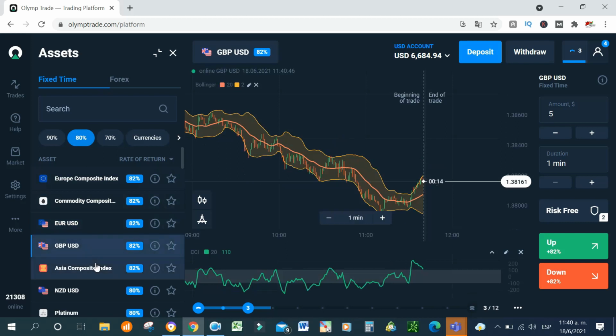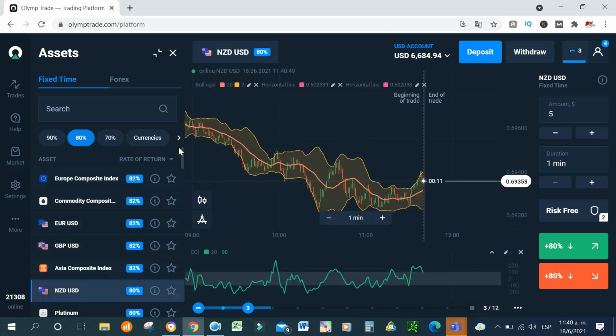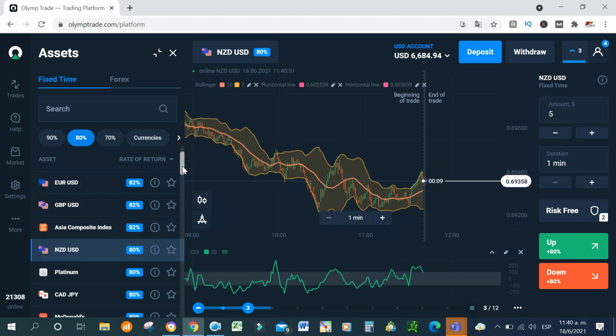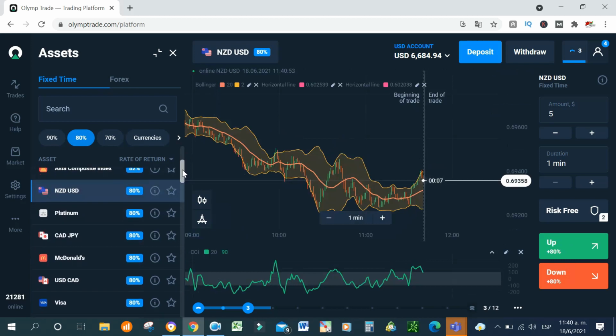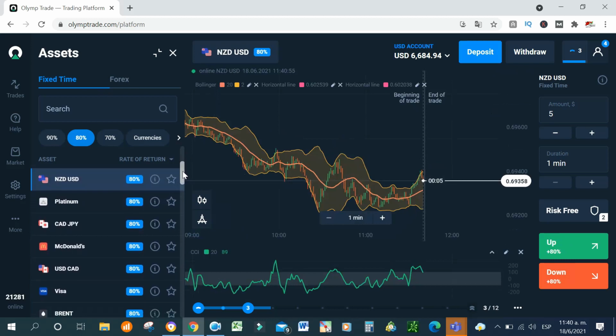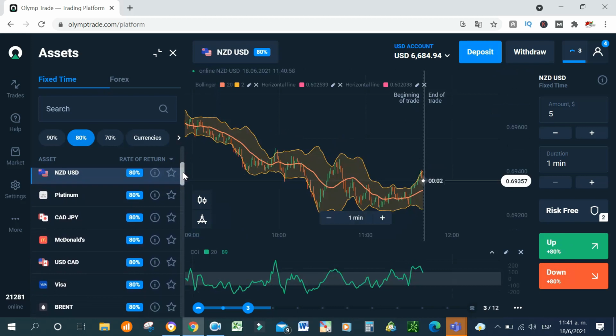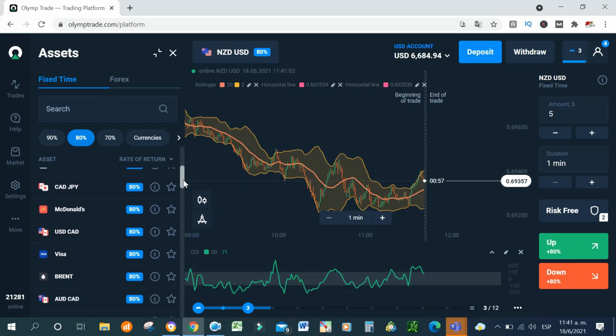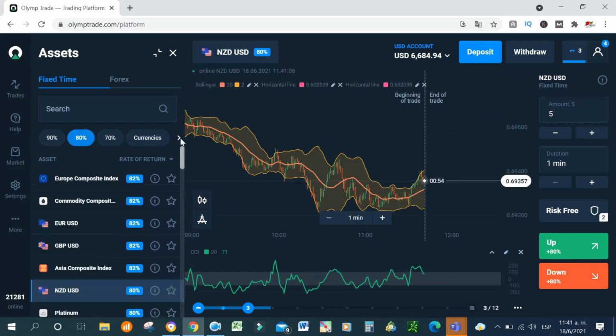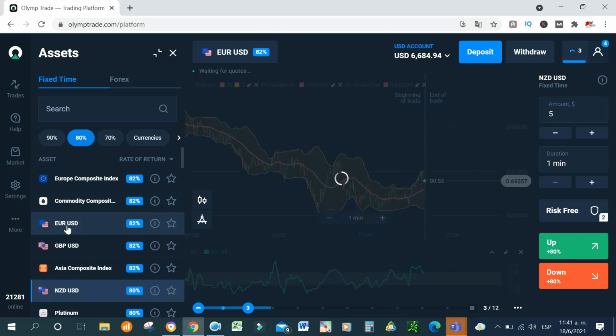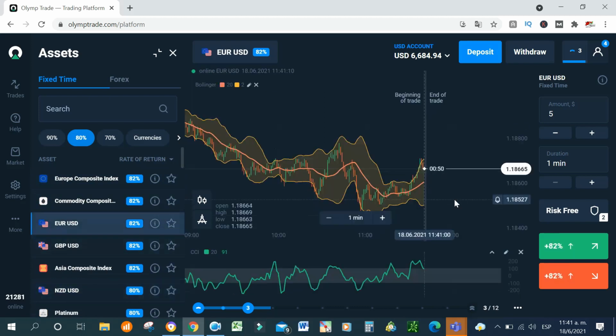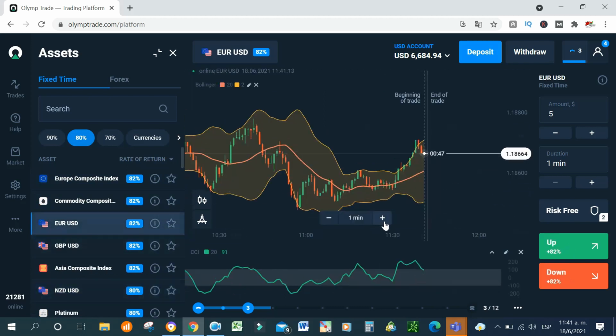All right, let's see the different pairs to find out some opportunity. The only pairs that I'm taking are the ones which offer 80 percent or more profit. So let's check. I think this is a good pair that is offering 82 percent. So we can make a trade for $10.